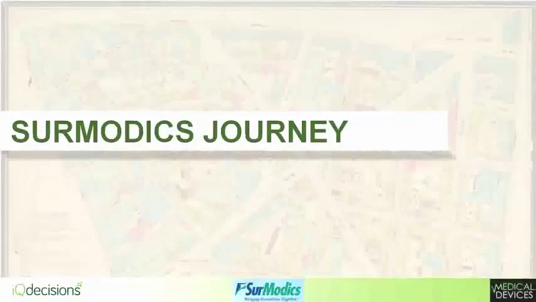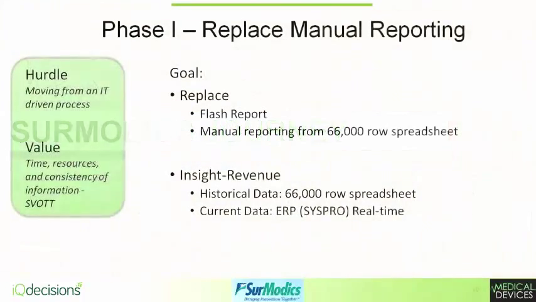So, a real brief on SurModics' journey. I'm going to give a little demonstration of the tool we put together as well. Phase 1, replace the manual reporting. We had what we called a flash report. It was generated in about 2 or 3 hours every week by the finance department. It was sent out in Excel. It was a manual report generated out of a 66,000-row spreadsheet.